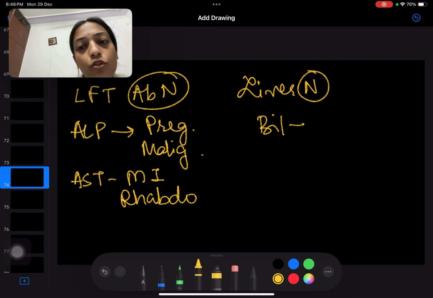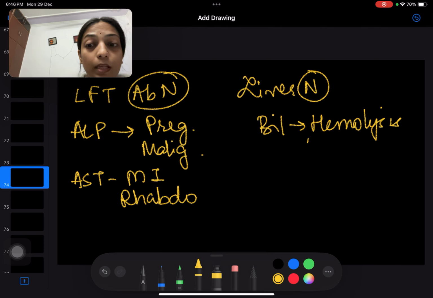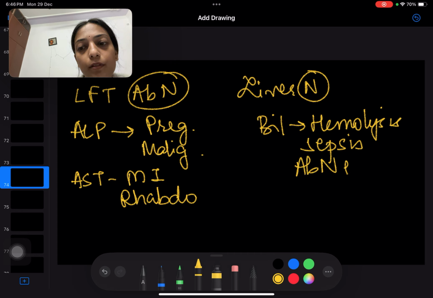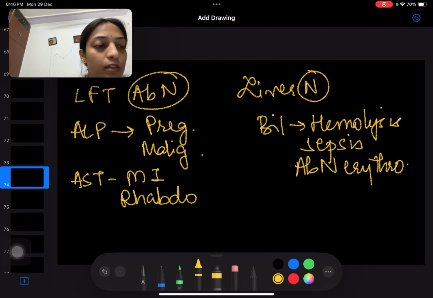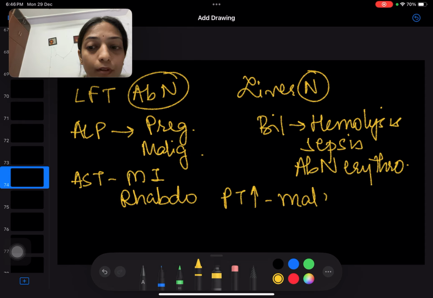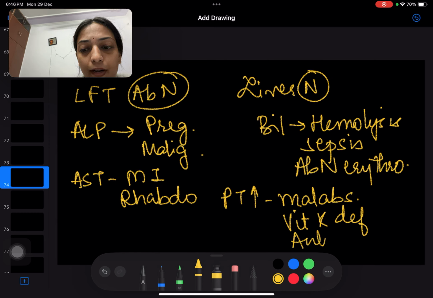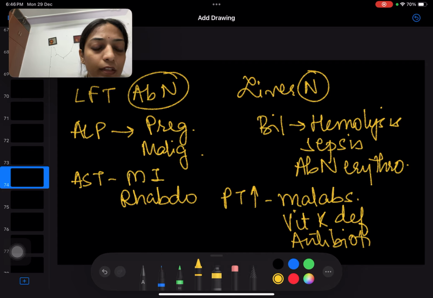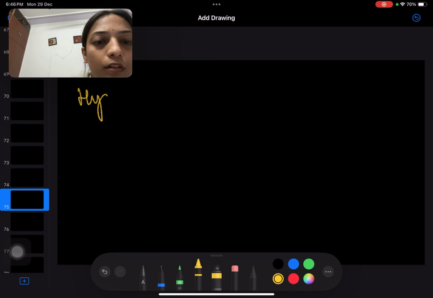Bilirubin is increased in so many things, right? Hemolysis, I told you, pre-hepatic cause, sepsis, abnormal erythropoiesis. PT, prothrombin time is increased, and I told you malabsorption syndrome. Then vitamin K deficiency, same. Then antibiotics, some antibiotics may cause it to happen. Then anticoagulation, right? Also hypoalbuminemia.